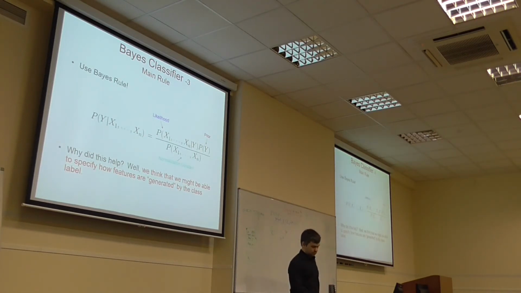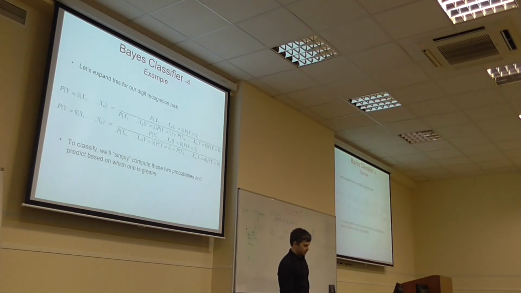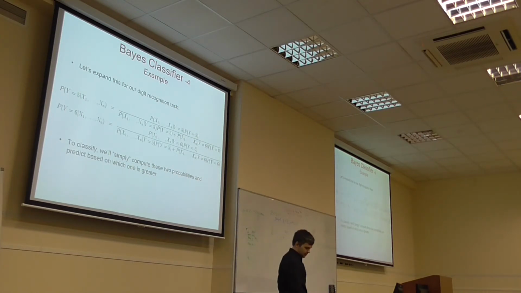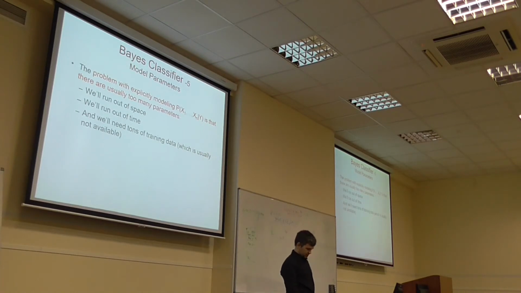Anyway, here's the idea. So the Bayes classifier will look in this way. The probability of label y given these features will look like this. According to Bayes' rule, for 5 and 6, it will look like this. It's quite simple. The problem is we cannot really explicitly model the probability of features given y, because it's too big, it's too much space.